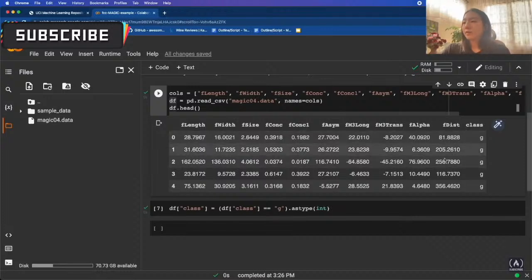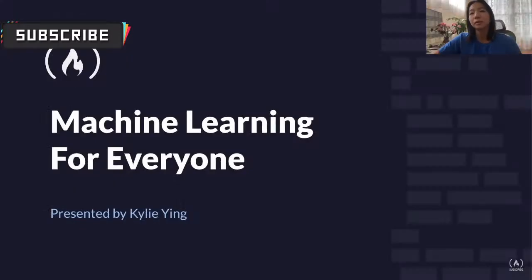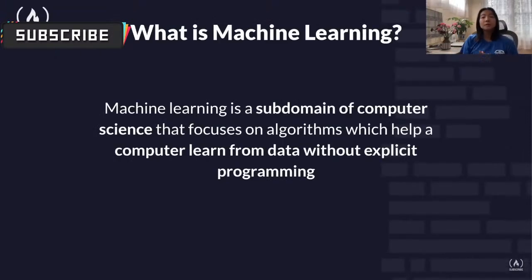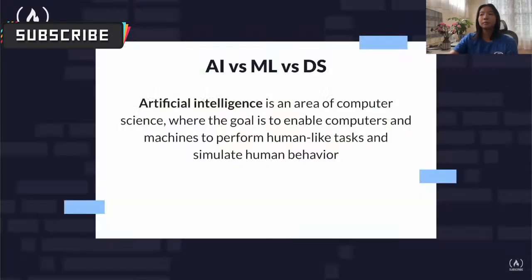All right. So before I move on, let me just give you a quick little crash course on what I just said. This is machine learning for everyone. Well, the first question is, what is machine learning? Well, machine learning is a subdomain of computer science that focuses on certain algorithms which might help a computer learn from data without a programmer being there telling the computer exactly what to do. That's what we call explicit programming.